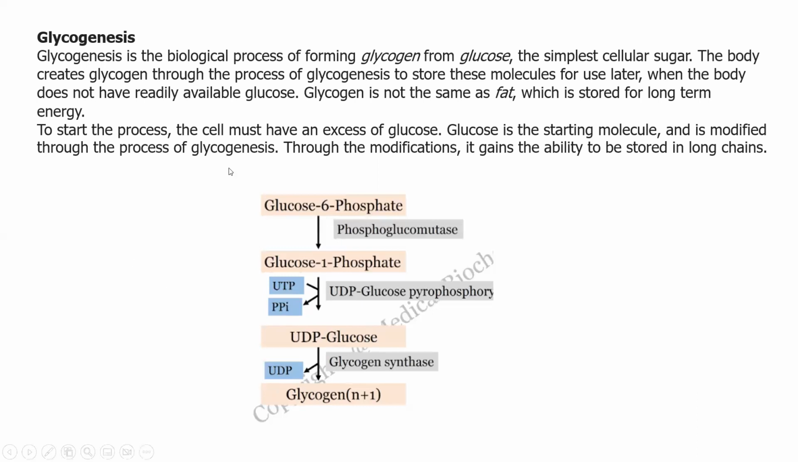So for the glycogenesis process, the starting molecule is of course glucose. Then this whole process is called glycogenesis. And that glycogen is stored in the liver and the muscles. So that's all about glycogenesis.